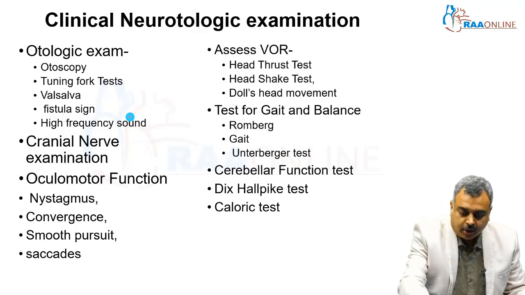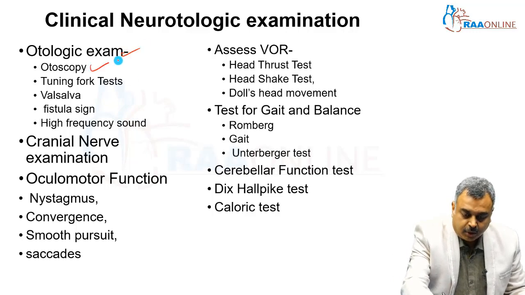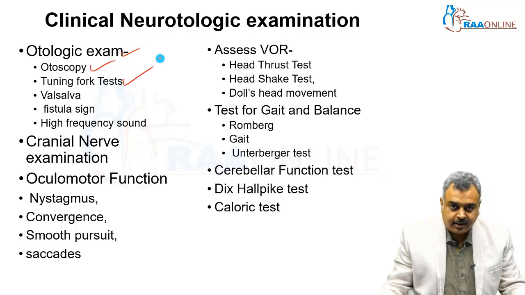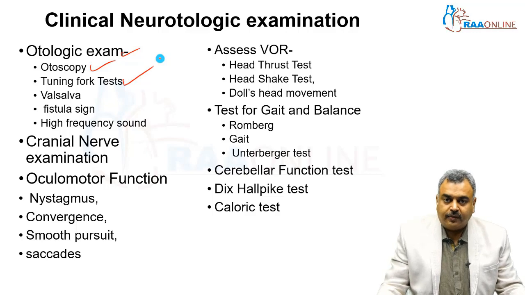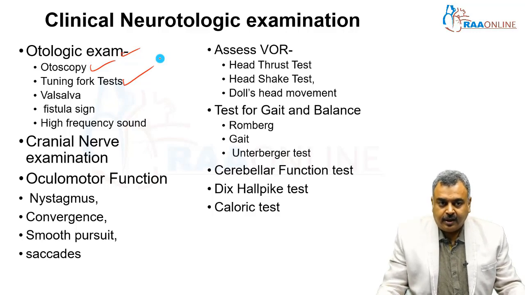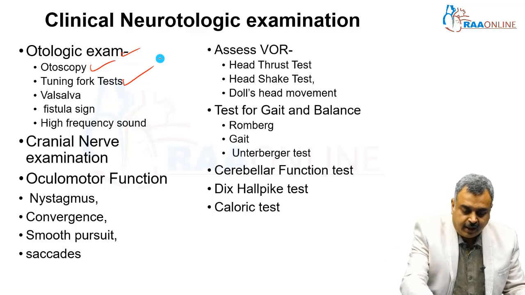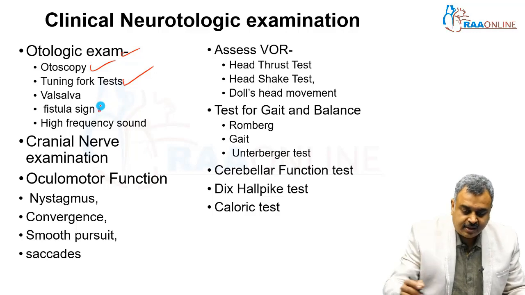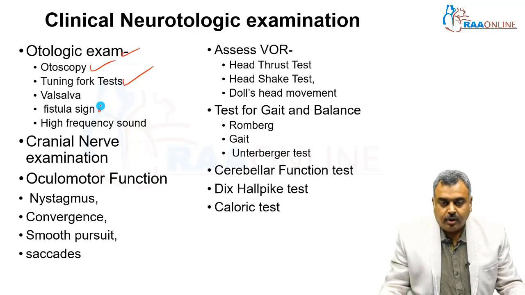So we do a thorough otologic examination, including an otoscopy, do a tuning fork test and use a Valsalva test to check for any eustachian tube dysfunction, and it also will help us find out whether there is any fistula sign and also whether there is any giddiness with high frequency sound.